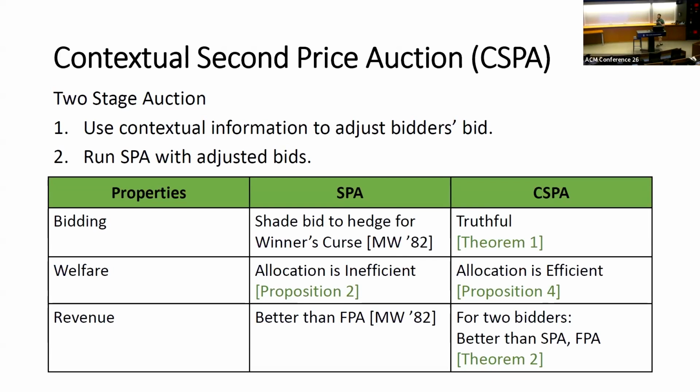First, if you run this contextual second price auction, you're going back to bidding truthfully from the bidder's perspective. Second, because it removes this shading, it allocates efficiently, while the second price auction has misallocation in this winner's curse world. And third, the revenue is better. We show, using very interesting techniques, that for two bidders, the revenue we get from our contextual second price auction is better than the second price auction and also better than the first price auction.